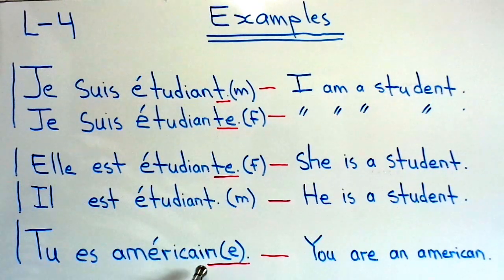Tu es américain. So in this case, American nouns or adjectives are used to describe the people or things. You are an American, and we said if tu is a female, we add an E at the end to make the ending of the noun or adjective agree with the subject. Tu es américaine. You are an American.